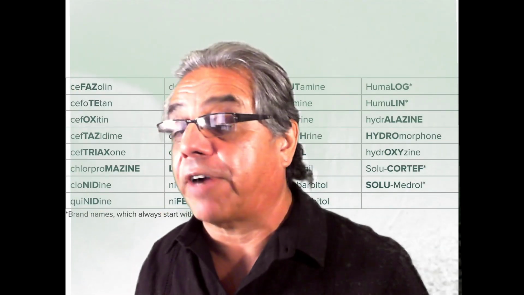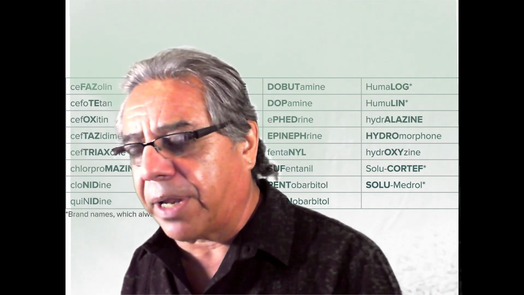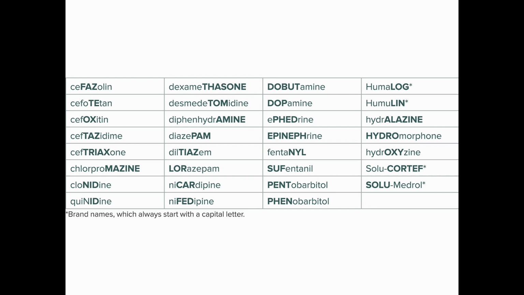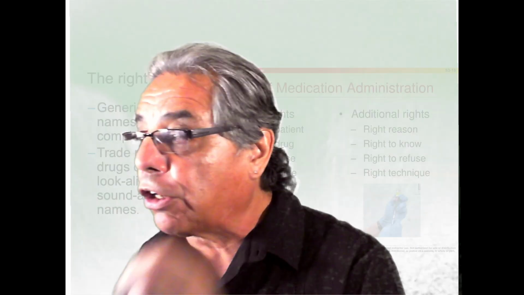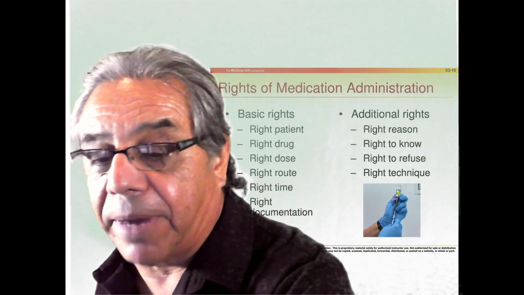The first of the 7 rights is the right drug. A couple of things to think about. Generic names can sometimes be complex and confusing. Trade names can be sound-alike, so it is very important that we very carefully look at the name of the medication and see that it is exactly the same as what is being ordered by the provider.